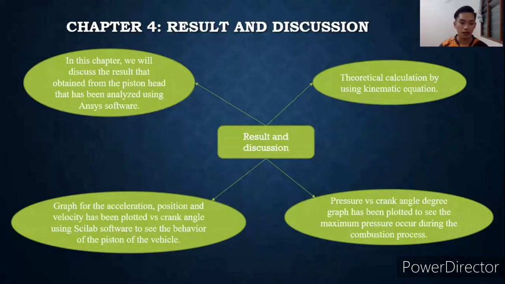We have plotted the graphs for the acceleration, position, and velocity versus crank angle using the Scilab software to see the behavior of the piston of the vehicle. The pressure versus crank angle has also been plotted to see the maximum pressure during the combustion process.